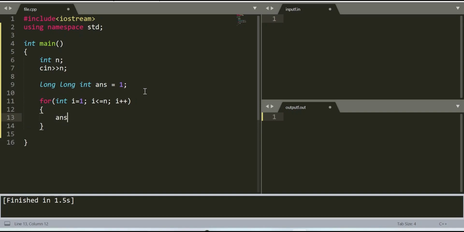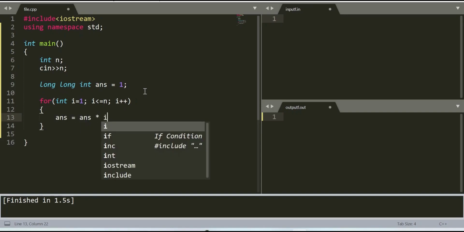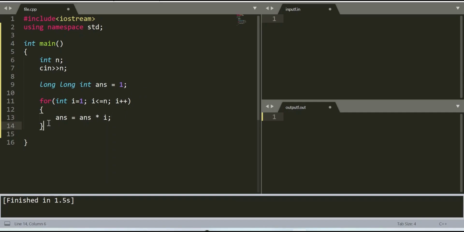What we have to do, we can simply write answer is equal to answer multiplied by i. This is all that we have done, and simply after the iteration is over, print the answer value which will store our factorial. And as it is int main, simply return 0. Okay, now let's run for a value which was 5.